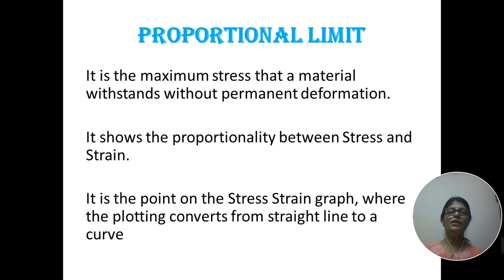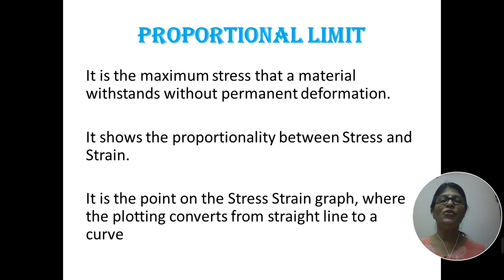Now the first one is proportional limit. Proportional limit shows the proportionality between what? Stress and strain. Every material has a particular limit up to which the stress and strain are proportional to each other. Same is with the human being. Every human being has a particular limit up to which he can bear the stresses, beyond which he will show some permanent changes.